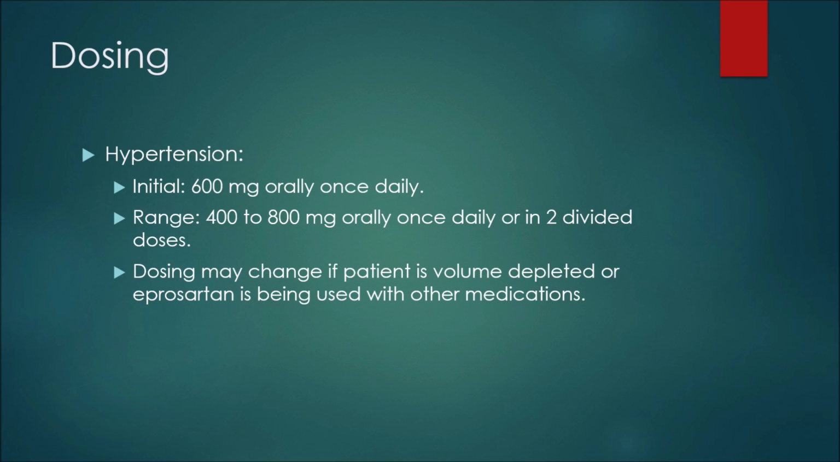Now for an example of dosing. In the treatment of hypertension, the initial dose would be 600 milligrams orally once daily. The usual range would be 400 to 800 milligrams orally once daily, or in 2 divided doses. It should be noted here that dosing may change if a patient is volume depleted, or Eprosartan is being used with other blood pressure lowering medications.